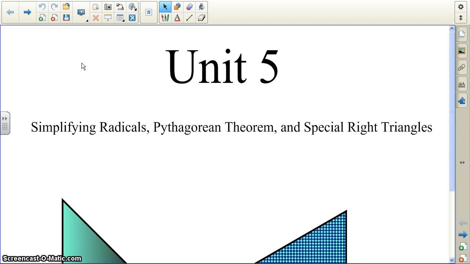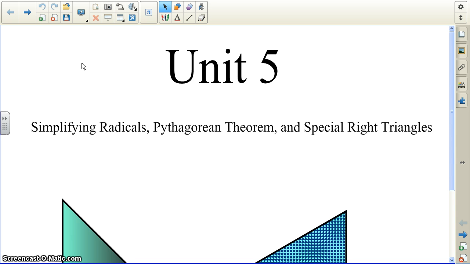Hi, welcome back. In this unit, we're going to look at reviewing how to simplify radicals. This first day, we're just going to simplify basic radicals. We'll look at what happens when we have exponents involved, and then we'll also look at multiplying with radicals. Then we're going to use that in the Pythagorean theorem, 30-60-90 and 45-45-90 triangles.